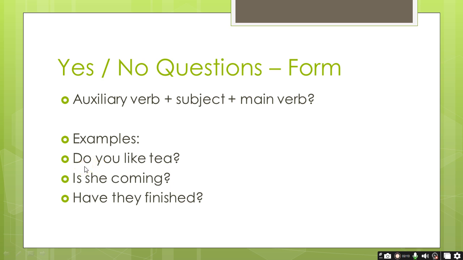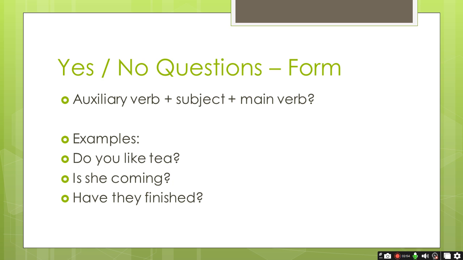Do is the auxiliary verb to do. You is the subject, like is the main verb, and tea is the object. So now the question is, do you like tea? We say that this is a yes and no question. Why? Because here your answer will be either yes or no. Do you like tea? Yes, or you can say, yes, I do. Do you like tea? No, or no, I don't. We call it a yes and no question.